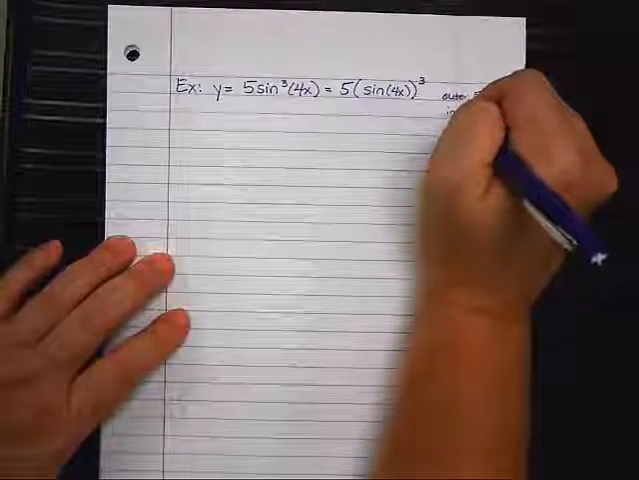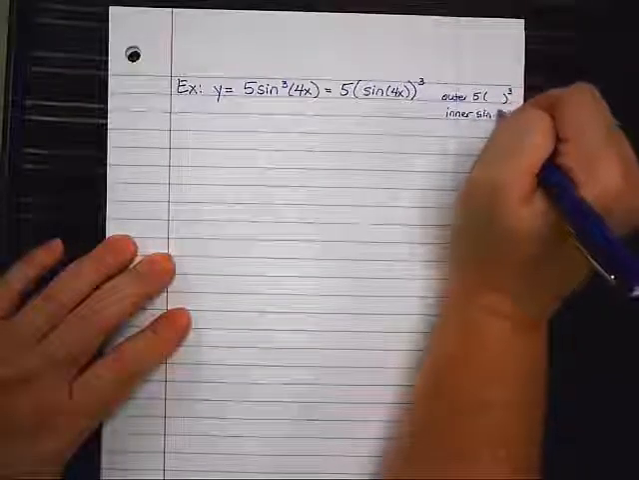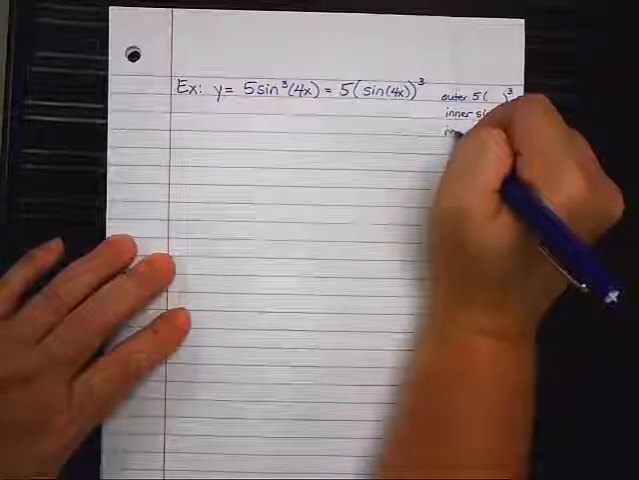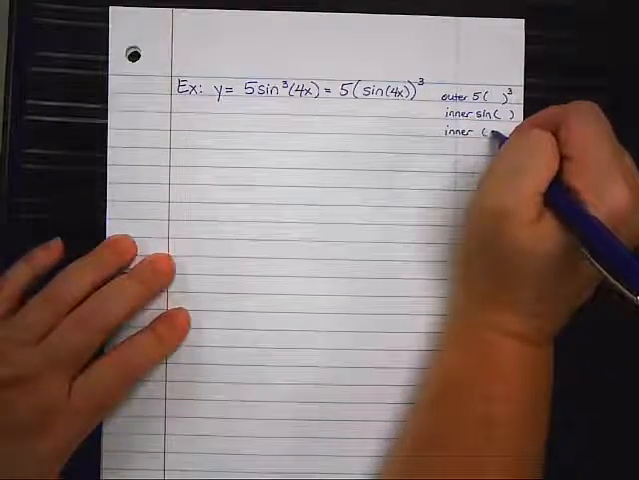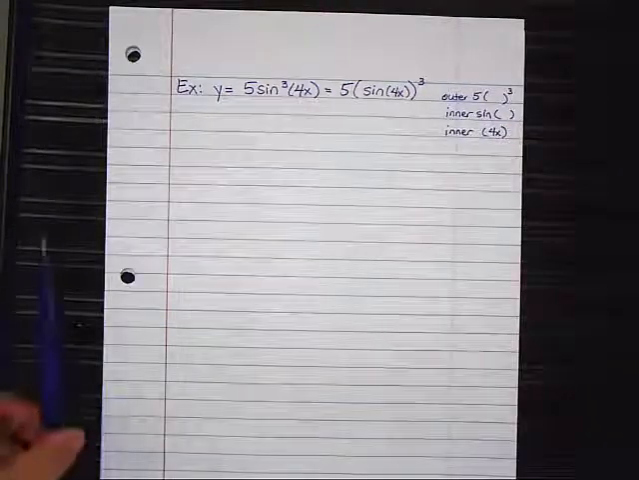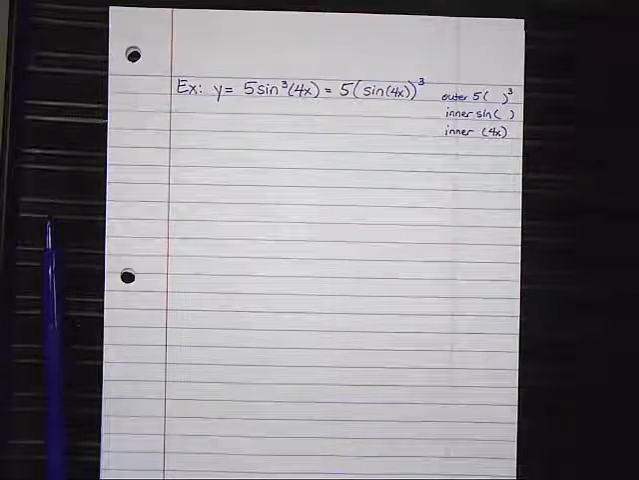What is the next layer? Sine parentheses. And what is the innermost layer? 4x. Do you see that? So you have a 4x inside of a sine, which is inside of a cube.